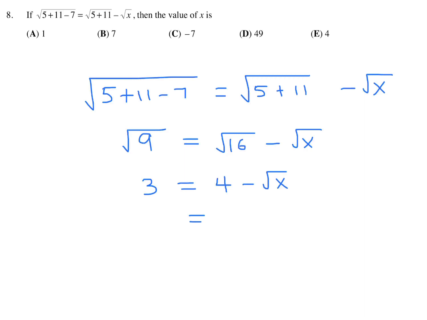Put the root x on the other side to get rid of the negative. 4 minus 3 gives you 1. And now square both sides, and x becomes 1. All right, so number 8, the answer is A.